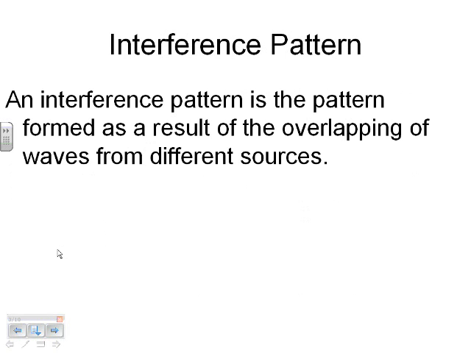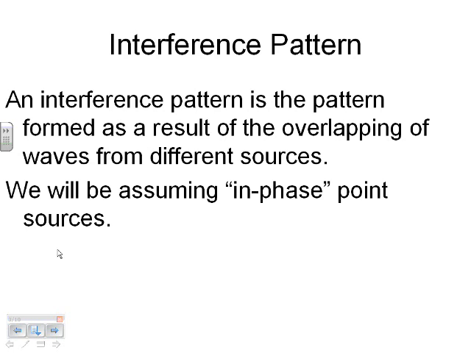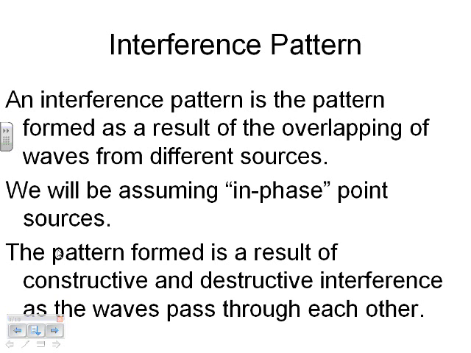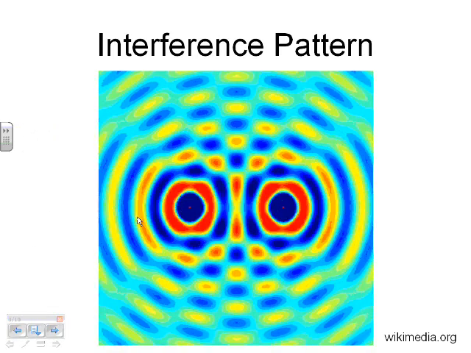An interference pattern, though, is what we're going to look at. It's the pattern formed as a result of two sources overlapping. We'll assume that they're in-phase sources and that they're point sources. And the pattern formed will be a result of constructive and destructive interference alternating as the waves pass through each other. And we have a little demonstration of this here.